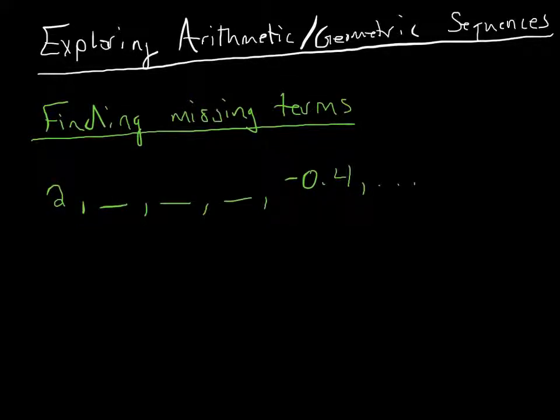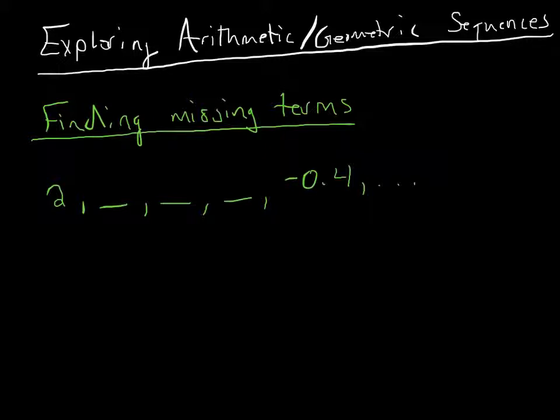Welcome back. So in this video we're going to be exploring a little bit more about arithmetic and geometric sequences. More specifically, we're going to figure out what to do if you're missing some terms in the middle of a sequence. Now, the first sequence we're given is an arithmetic sequence, and we want to find the middle three terms. Okay, so we're missing three terms in the middle, and we want to find them given this is arithmetic.